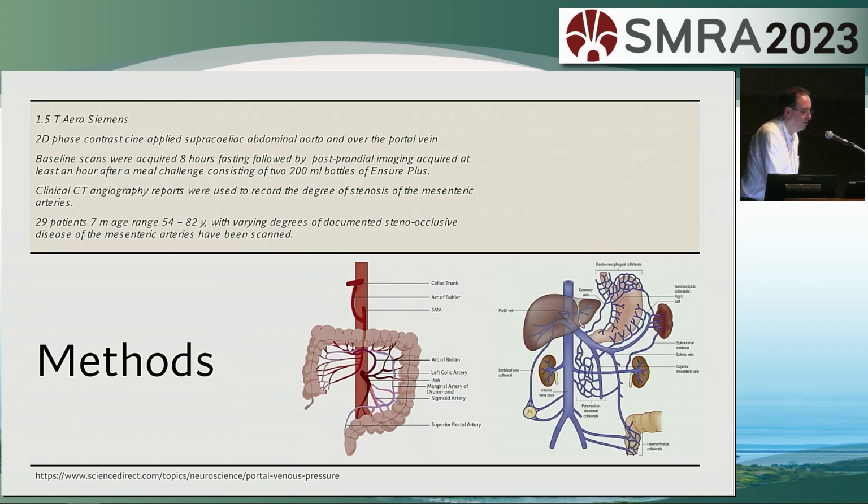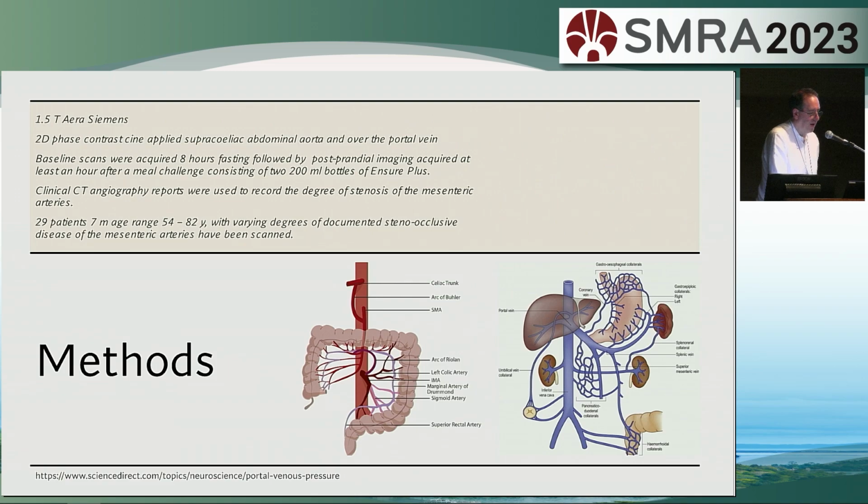We use a 1.5T system. We use 2D phase contrast, looking at the supraceliac abdominal aorta and the portal vein. We perform this with the patient fasted for at least 8 hours. We then take the patient off the magnet and give them a meal challenge of 2 bottles of Ensure drink. After an hour, we put them back on and repeat the measurements.